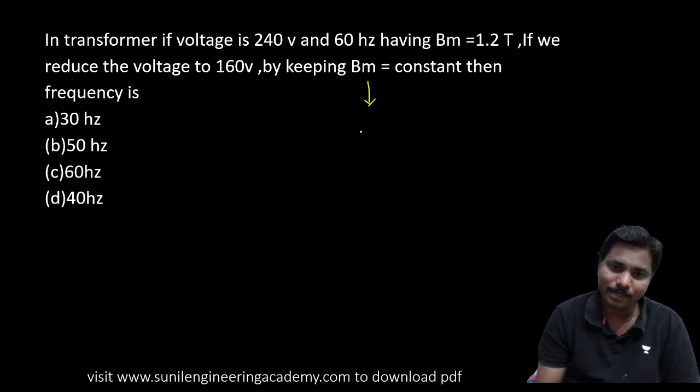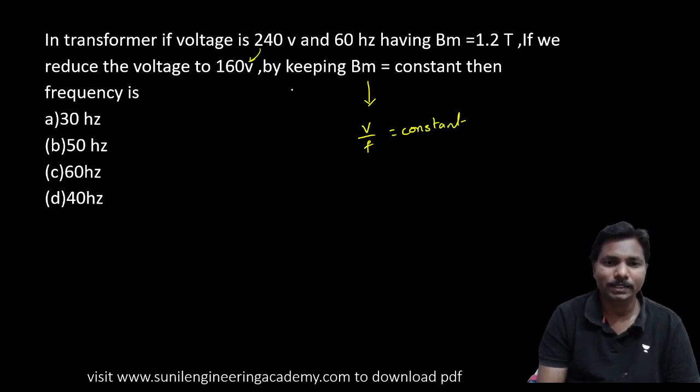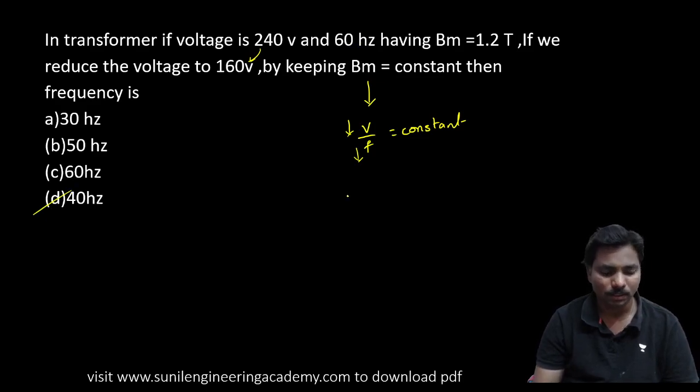B max is constant means V by F is constant. So what have they given? Voltage decreases, so to maintain it constant, frequency also has to decrease. Here 240 to 160 is not reduced to half, it is more than half. Half of 60 means 30, so it is more than 30, just a little bit more, 40. So the answer is 40 Hz.